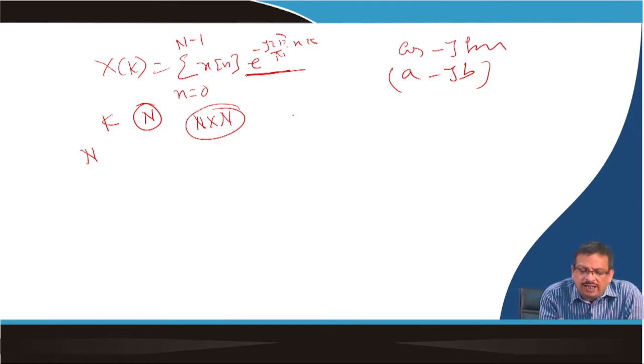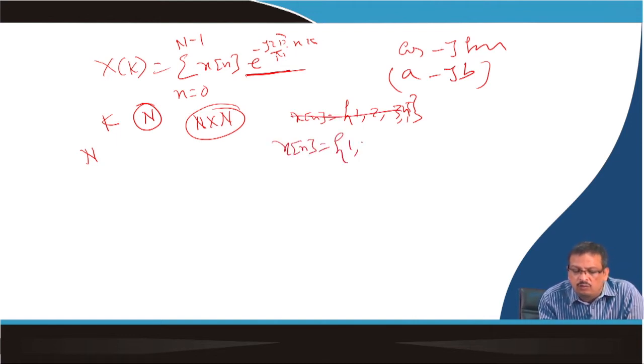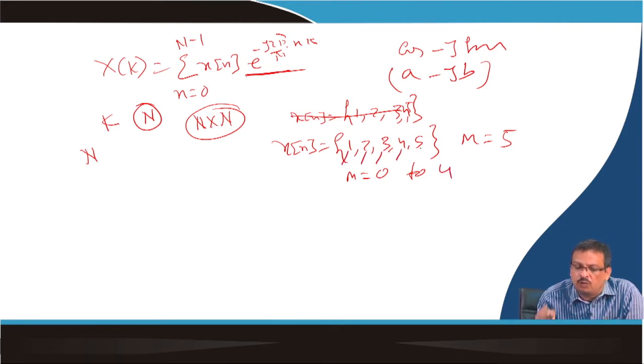Suppose I have a signal x[n] equal to 1, 2, 3, 4, 5. So I have a length M equal to 5, with n from 0 to M minus 1, that is 4: 0, 1, 2, 3, 4. Now, can I do an N equal to 4 point DFT? Is it allowed?